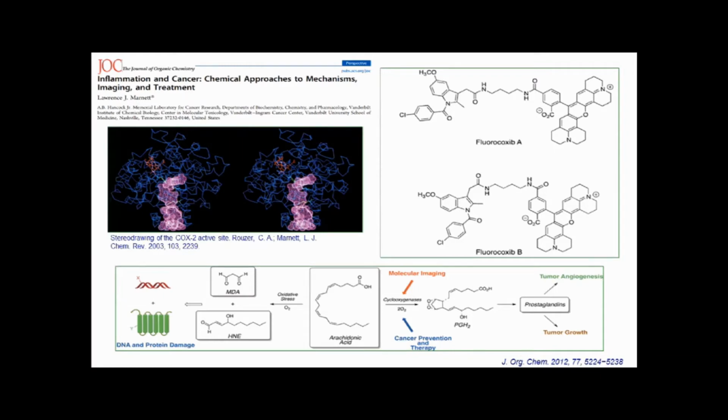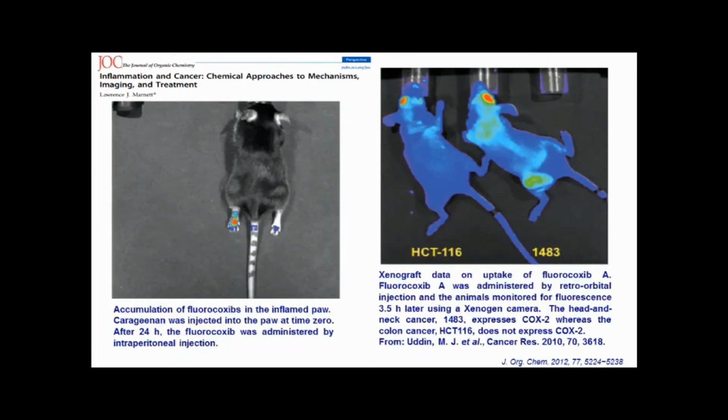And then, of course, if you can visualize COX-2 with molecular imaging, then you can start to target it and see its downregulation non-invasively in vivo. And so here are examples from their work. So here is an image of a mouse where inflammation was induced in the paw using this inflammatory agent, carrageenan. And you can see that this mouse, when injected with fluorocoxib, shows this retention of this imaging agent in the inflamed paw, as shown here.